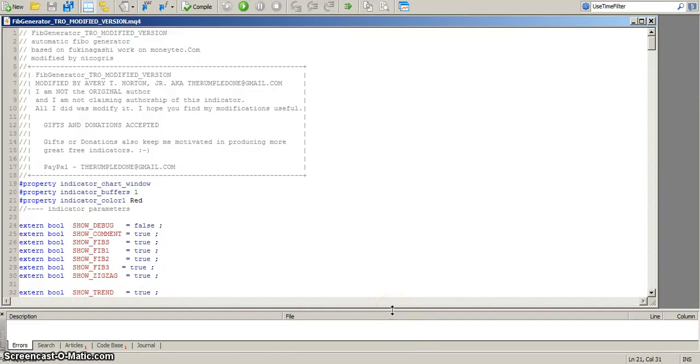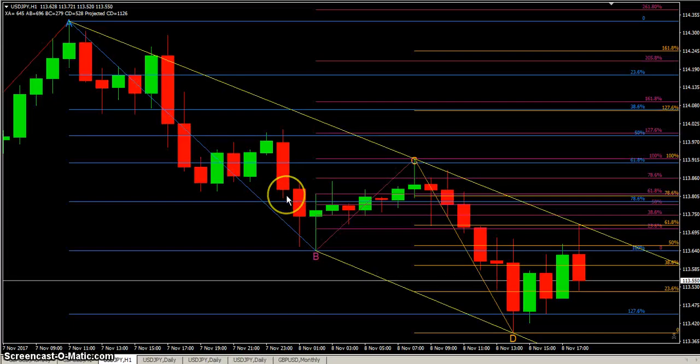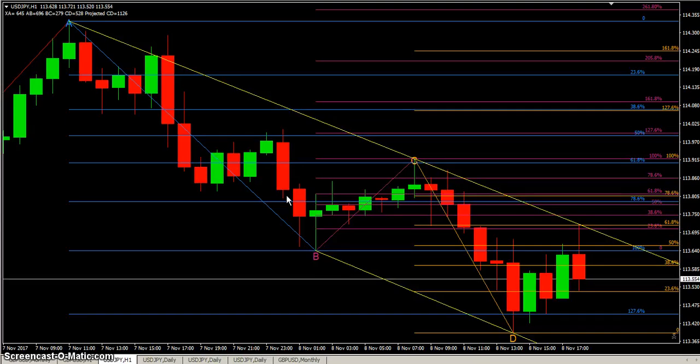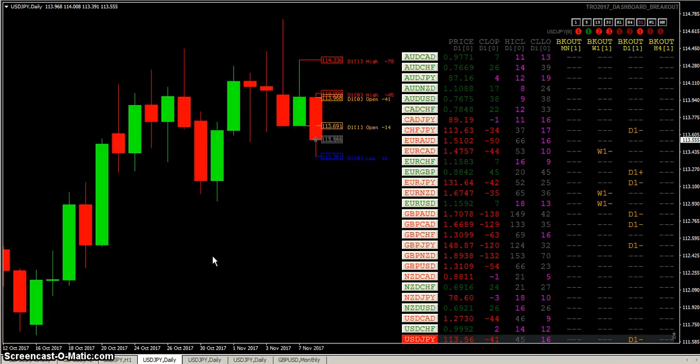Let's see. I don't even really need to look at the code, to tell you the truth. I mean, that's what it is. It's just a fib generator. What else do we have here? I can't see, what was the other question? I think somebody had asked earlier about confirmations. I believe I explained that.